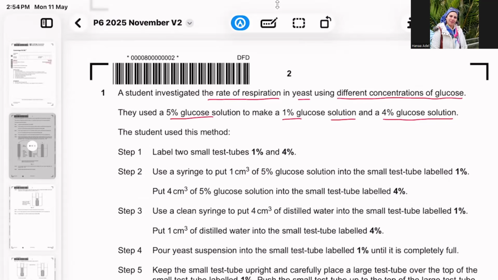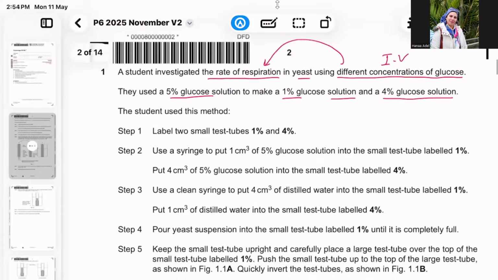We know that the independent variable is the changed variable. So, we will use different concentrations of glucose. So, this is the independent variable or changed variable. We want to know its effect on the rate of respiration.